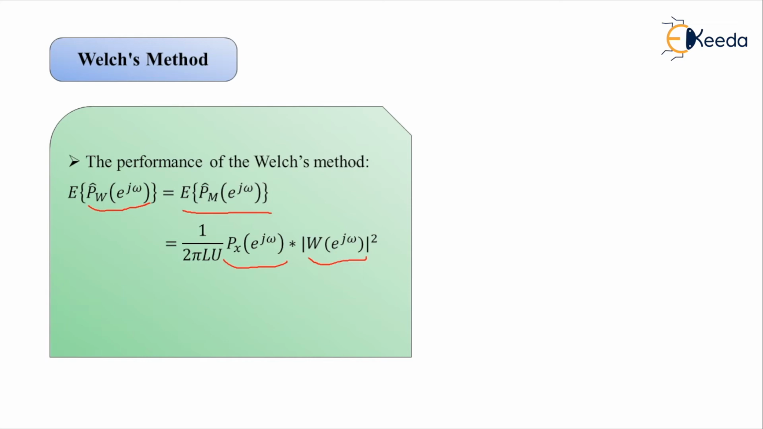We are already discussing it from the previous techniques. So capital W has been represented as a function of e to the power jω, of course it is the Fourier transformation in the frequency domain representation, and this is for the modified periodograms here.